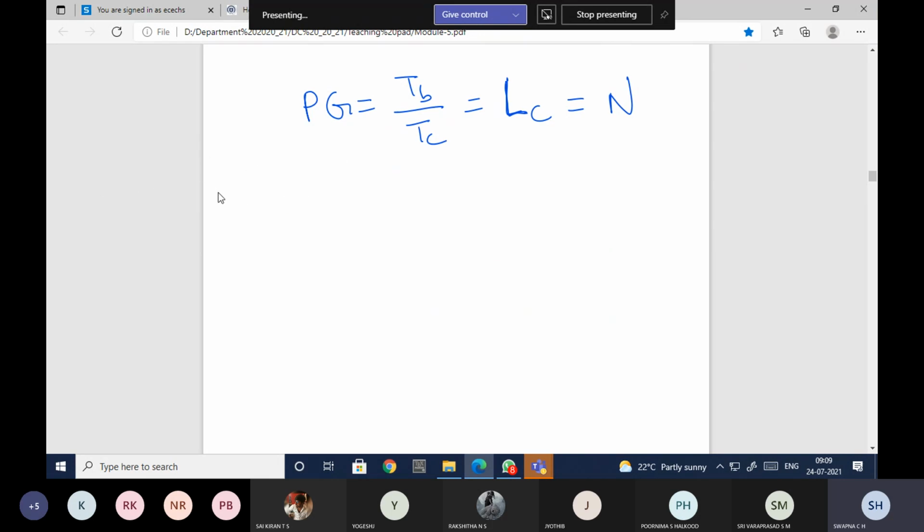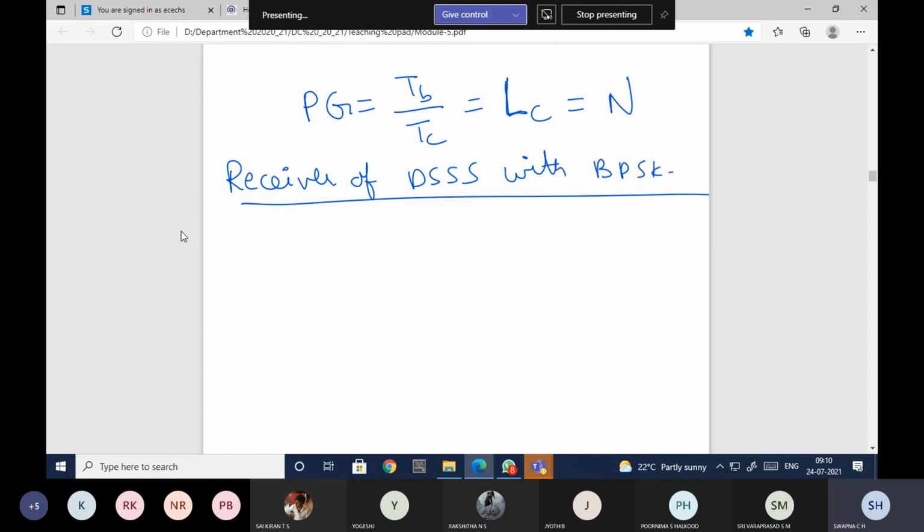Now this is all related to the transmitter. Now we'll go with the receiver, the receiver of DSSS with BPSK. I have spread the signal and then modulated it. Now I need to despread the signal and at the same time demodulate it as well. Let me consider I am receiving Y of t from the channel.